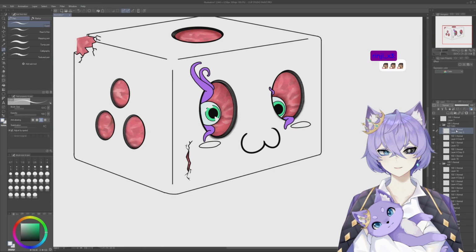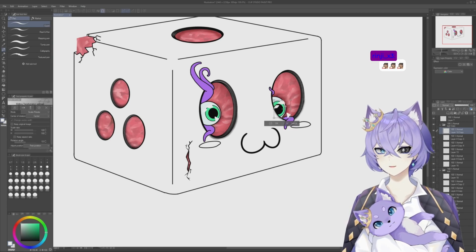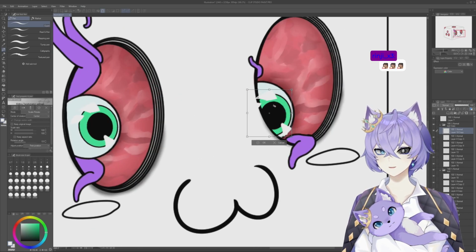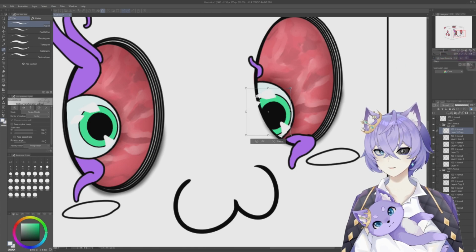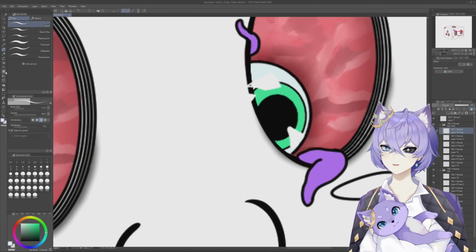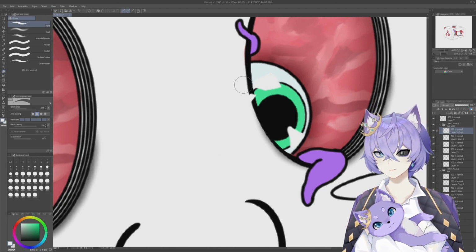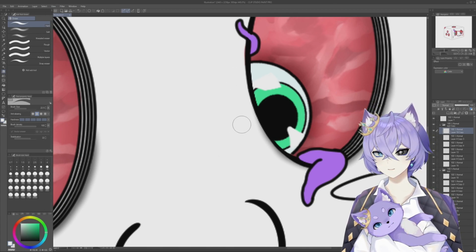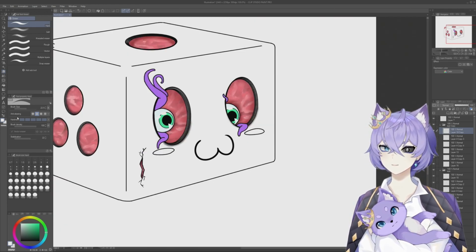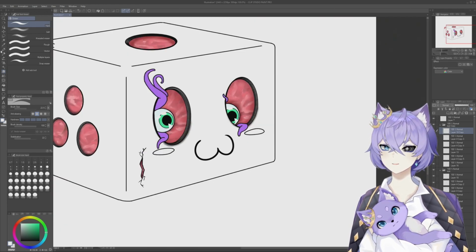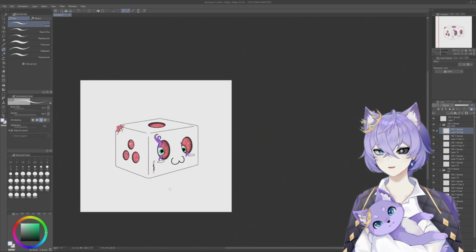Take this, copy it over on this side. Make that ever so slightly smaller to fit. Actually, no, maybe not. Right about there. And then we just delete everything that goes past the eye socket, like this. Bada bing, bada boom. Now the eyes have reflections.